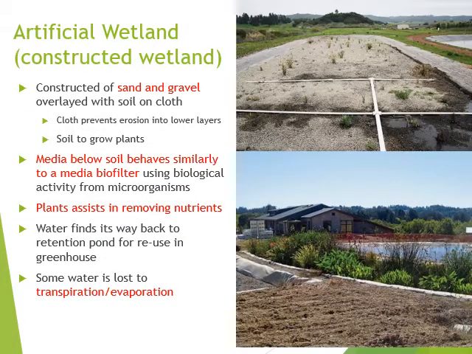Moving on to artificial wetlands, I've got some pictures here. These are discharge pipes where your wastewater would be percolated out over the wetland, and then it would move through the wetland and be fed on by plants and microorganisms to clean it. These are pretty good, but they take up quite a bit of space.